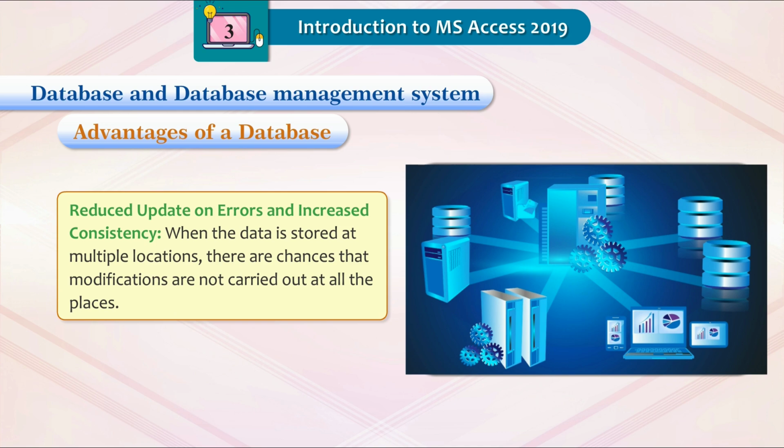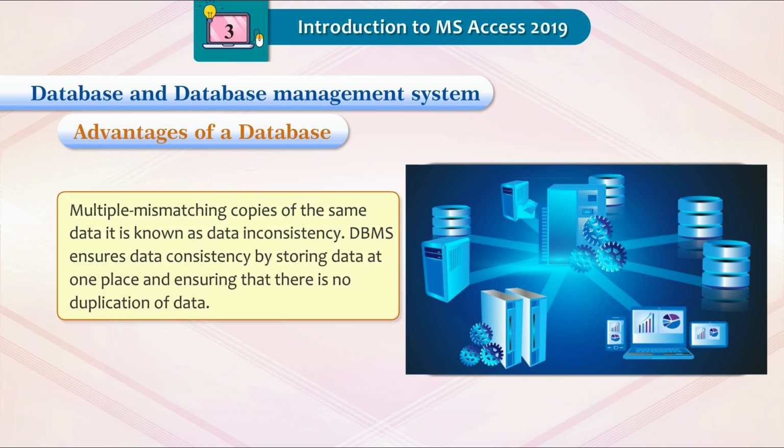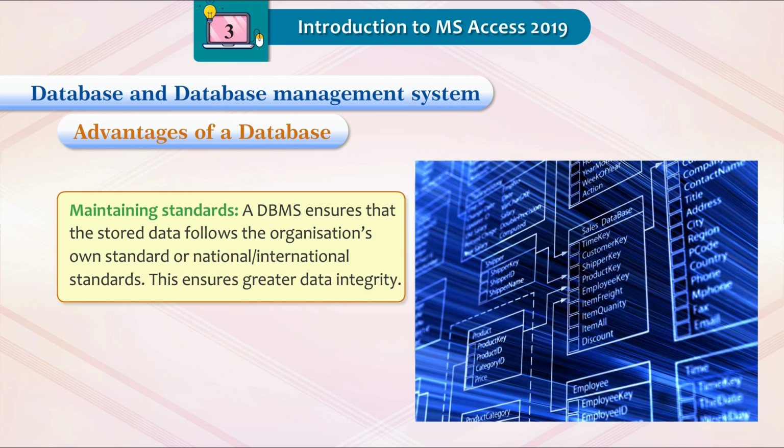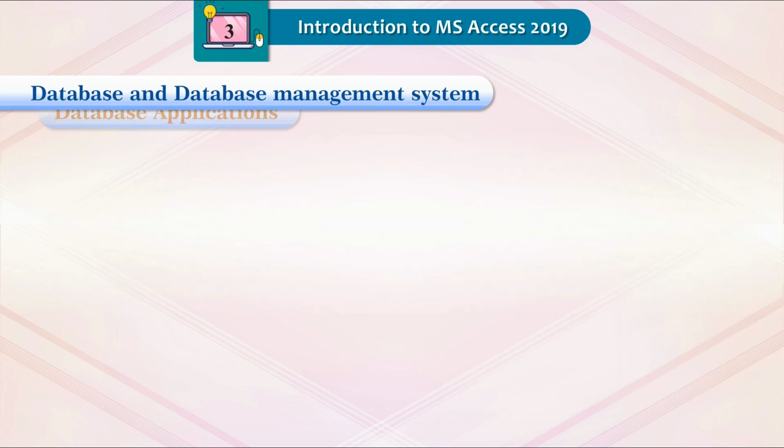Reduced update errors and increased consistency. When the data is stored at multiple locations, there are chances that modifications are not carried out at all the places. Multiple mismatching copies of the same data is known as data inconsistency. A DBMS ensures data consistency by storing data in one place and ensuring that there is no duplication of data. Maintaining standards. A DBMS ensures that the stored data follows the organization's own standards or national or international standards. This ensures greater data integrity.